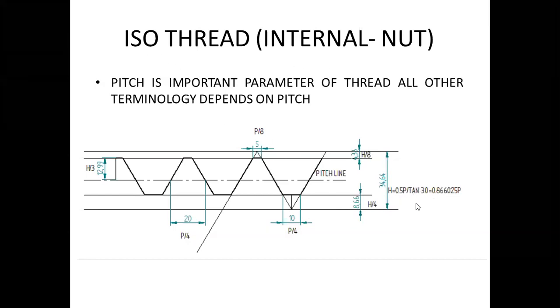Different threads have different formulas. Here you see this is not a sharp one. The thread will have a flatness here, and here also you will have flatness. So that when you assemble bolt and nut, there should not be wear out because of the sharp edges of the crest or root. Wear should not take place. In order to avoid that, flatness is given on either side.